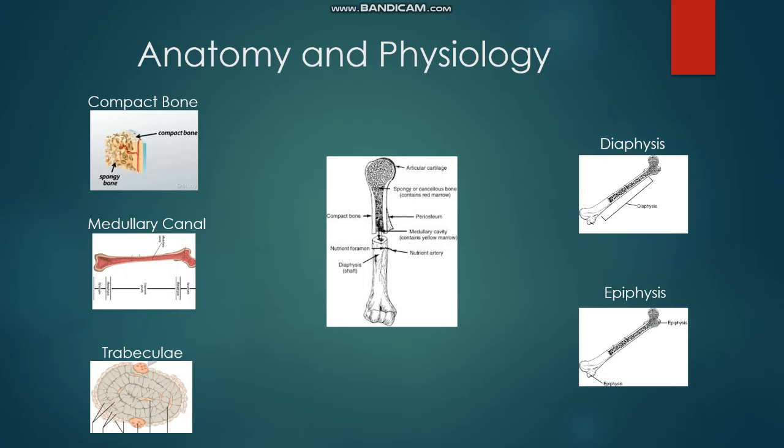It is not included in the slide, but we are going to discuss the metaphysis. Metaphysis refers to the growth zone between the epiphysis and the diaphysis. It's the area of the greatest metabolic activity in the bone.